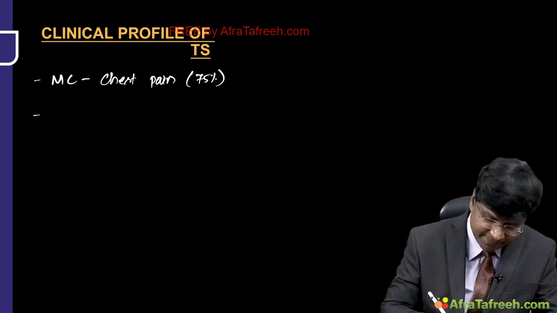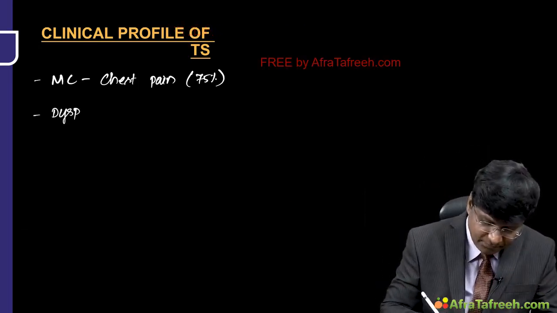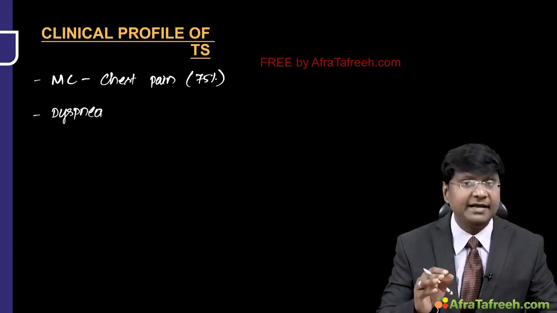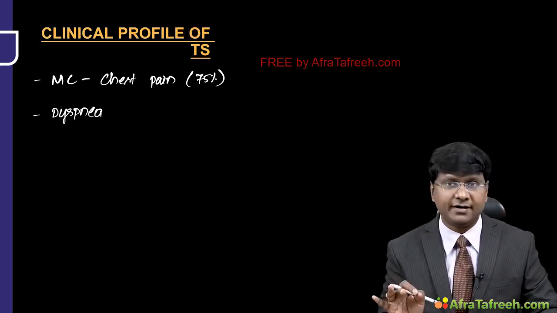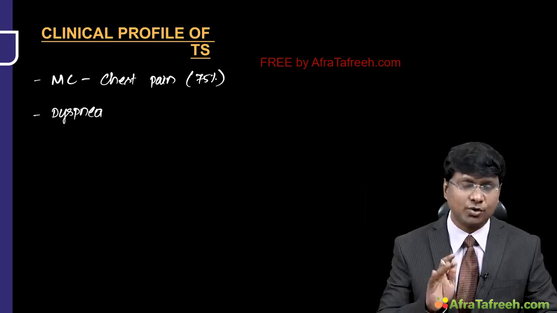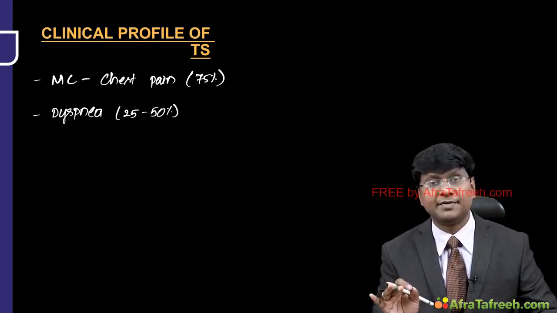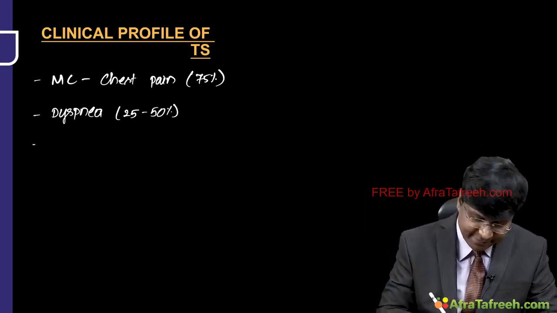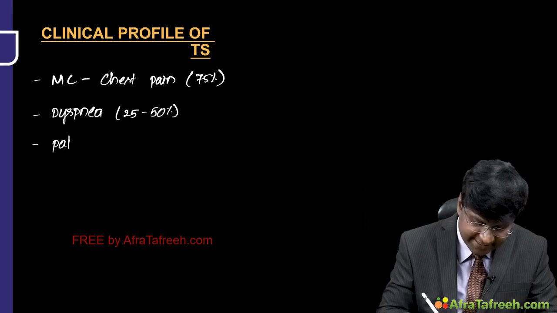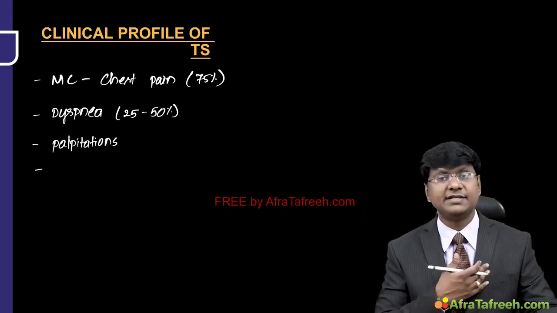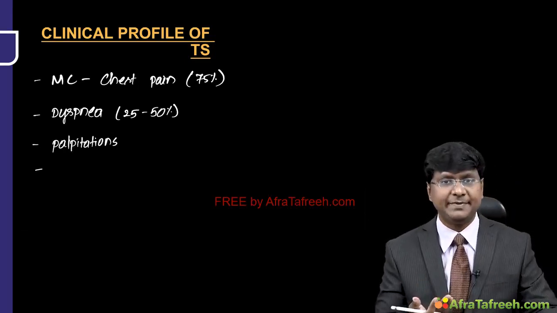The other point is dyspnea. This particular dyspnea is mainly because of development of acute left ventricular failure secondary to Takotsubo cardiomyopathy, and this is seen in almost 25 to 50% of patients with Takotsubo cardiomyopathy. Subsequent to this, these patients develop palpitations. Why do they develop palpitations? Because of increase in the heart rate. So there can be development of even arrhythmias that will make the individual develop the palpitations.